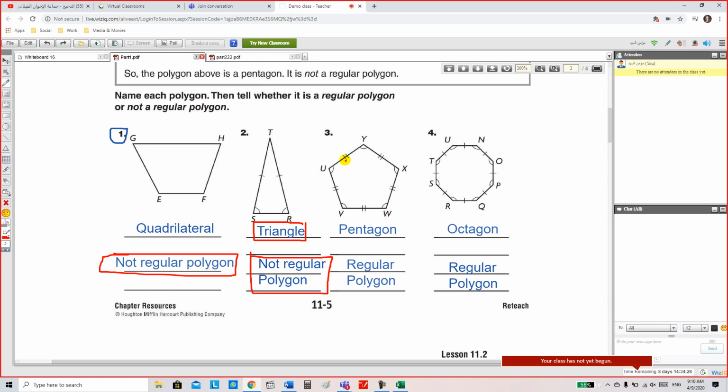And how many sides are there here? 1, 2, 3, 4, 5. So it will be 5 sides, so it will be a pentagon. And all sides are equal, so it will be a regular pentagon. Here's the same. We have to count the number of sides: 1, 2, 3, 4, 5, 6, 7, 8. So we have 8 sides here, so it will be an octagon, and all sides are equal, so it will be a regular polygon.